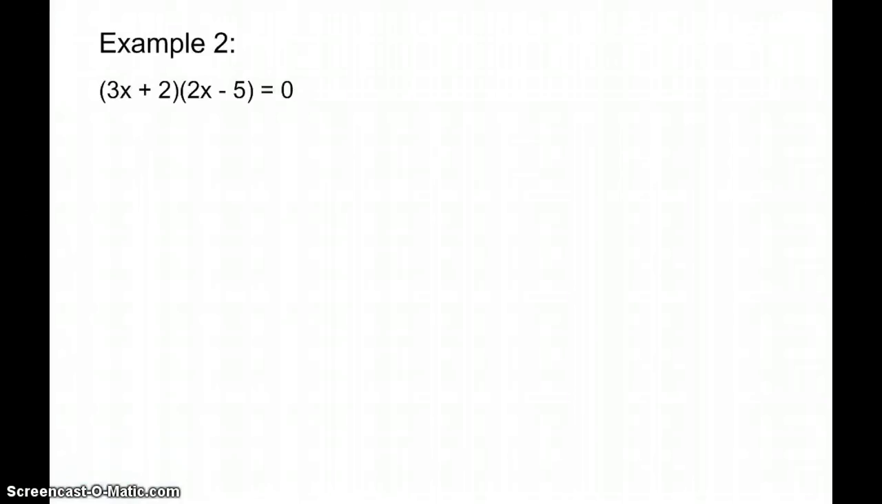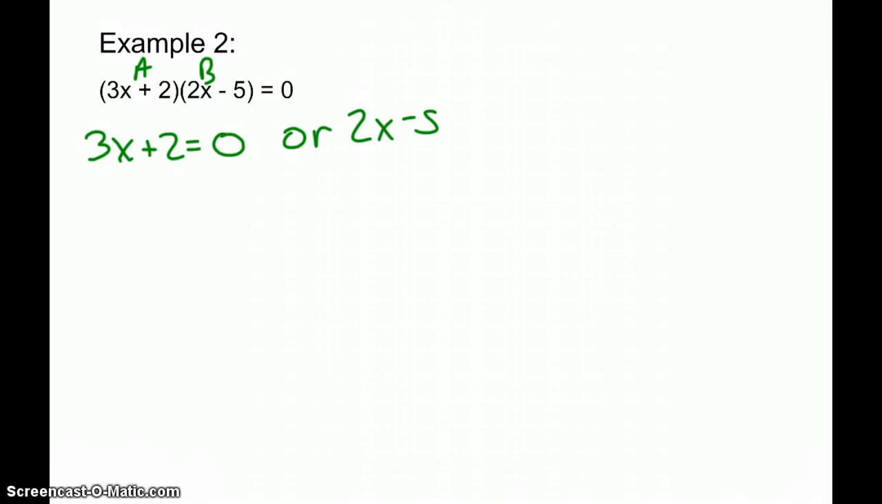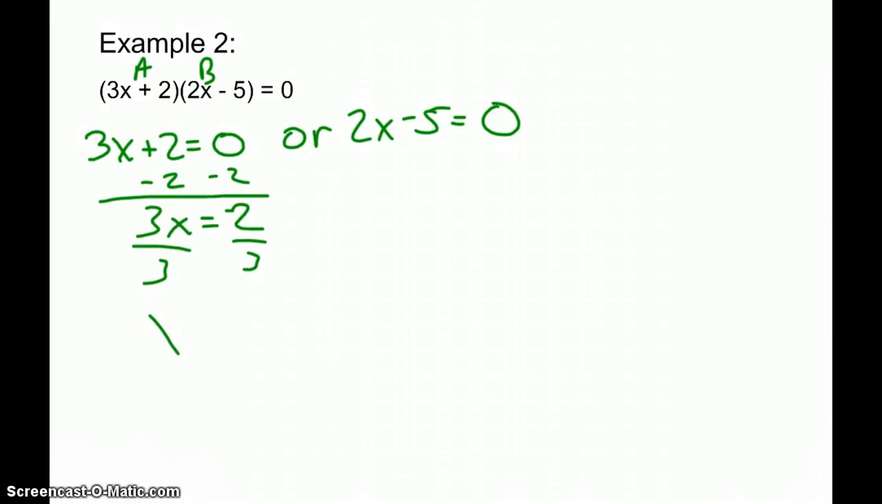Alright, a second example says 3x plus 2 times 2x minus 5 equals 0. Now that 0 is our key value here because I have a times b equals 0. So that means either a has to equal 0 or b has to equal 0. By using the zero product property, I've taken a complex equation and split it into two simple equations, where I can solve this equation by subtracting 2 and dividing by 3, giving me x equals negative 2/3.